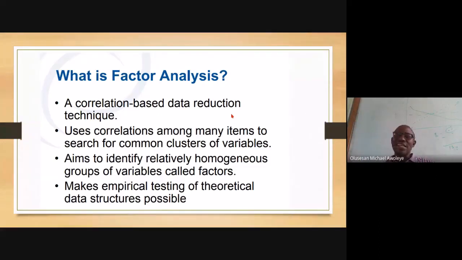So when factor analysis now brings back the result, how do you understand what it has done? It uses the correlation among many items to search for common clusters of variables. So I think you begin to understand. When I say items, items are those variables you have written out as part of the questions you want to ask your respondents. So when you say items, that's what you'll be thinking about. It uses correlation among many items to search for common clusters of variables, to generate clusters.